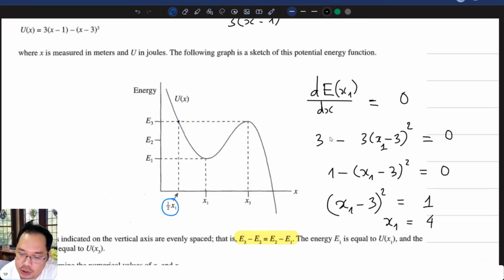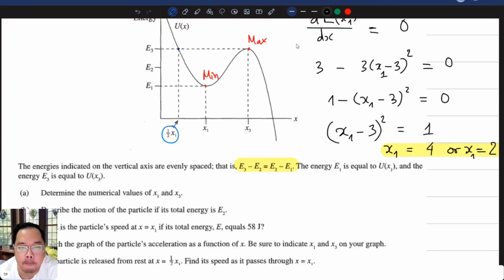There is another solution, of course, which is 2, or x1 is 2. X3 is the maximum again. Okay, so x1 is 2 and x3 is 4. This value is x3 because it's greater than x1. X3 is 4, and x1 is 2.